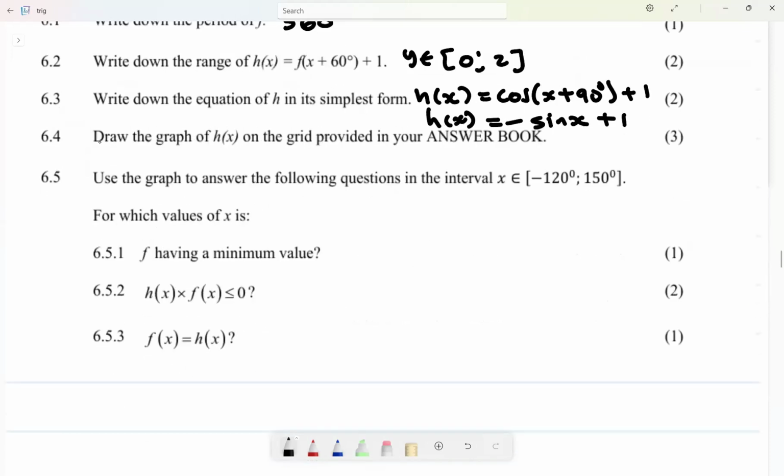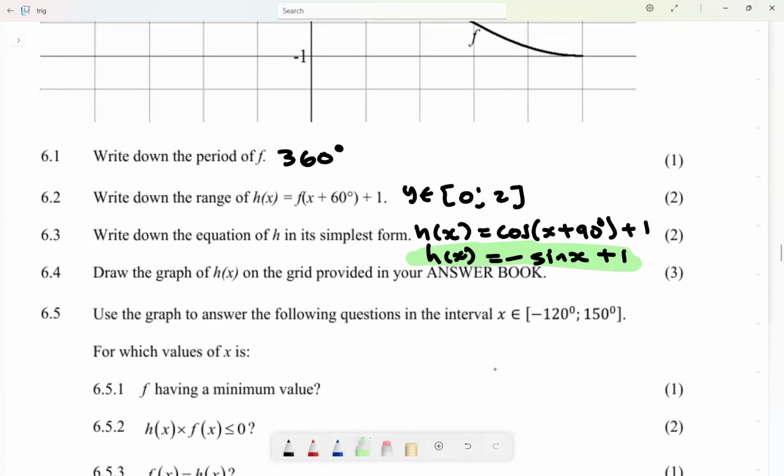And then they say draw the graph of h of x on the grid provided. I'm just going to use this one since it is simple. I'm going to take my calculator and put it to table mode. For f of x on the calculator, you can say it is negative sine x plus 1. I want to believe everyone knows how to do that, right? And then you start from where you check.